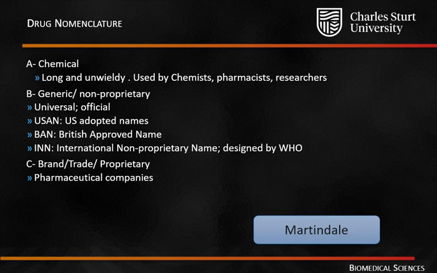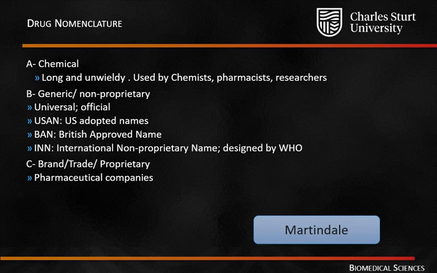Now, drugs can be used or referred to in many different forms. There is the chemical form, which is usually the long, unwieldy name that is used by chemists. Maybe pharmacists might use them, researchers will use them. A more useful way of referring to them is with their generic or the non-proprietary name.